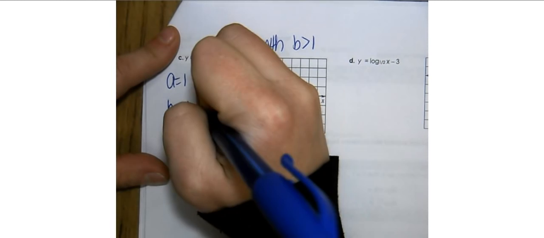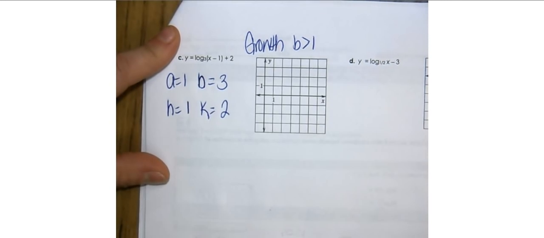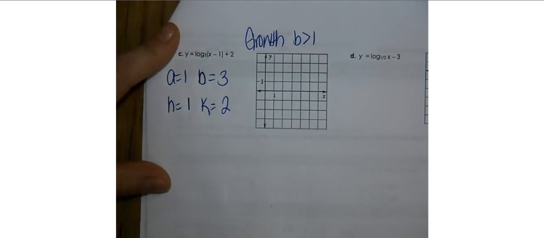My h value is the opposite of what I see inside. The opposite of a minus 1 is a positive 1. And my k value is exactly what I see, so it's equal to 2. So now I'm going to create my table.